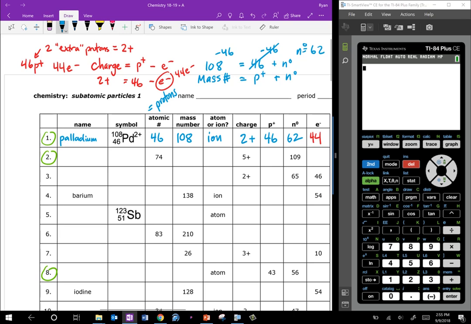Now I could take that atomic number of 74 and do a couple things with it. I can automatically fill in my protons, right? Because I know that atomic number 74 means there has to be 74 protons, because protons and atomic number, again, are equal. Okay? Now I can also go to my periodic table and find out what element this is.